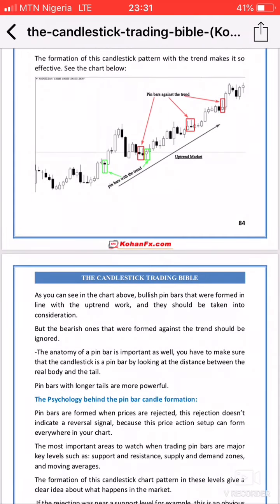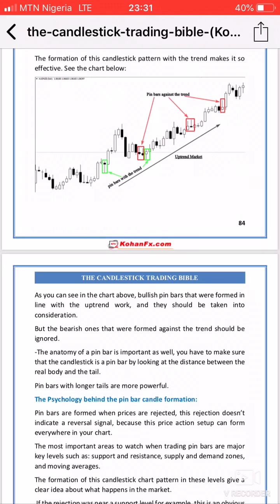Bullish pin bars that were formed in line with the uptrend work, and they should be taken into consideration. But the bearish ones that were formed against the trend should be ignored. The anatomy of a pin bar is more important as well.